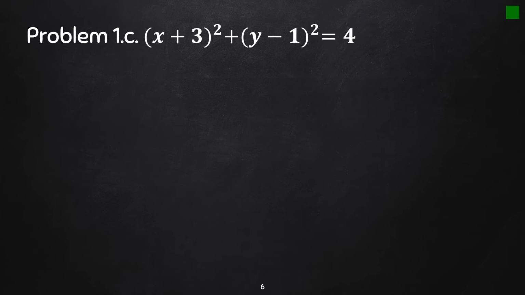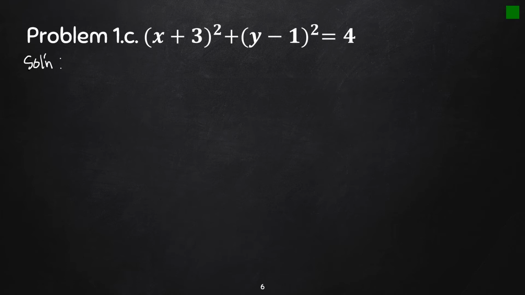Alright, so now let's come to example, problem 1.c. We have the given equation of the circle, which is already in standard form. That's (x + 3)² + (y − 1)² = 4. Here, we need to find the center and the radius of our circle.